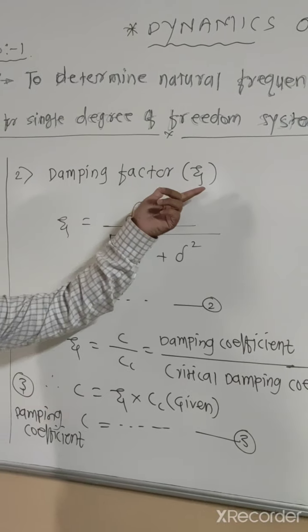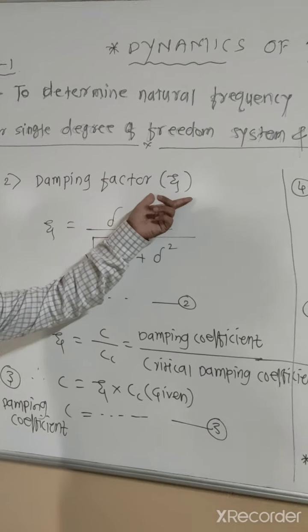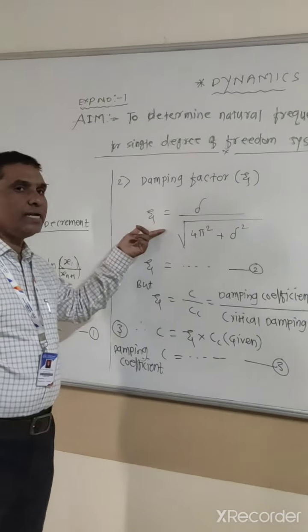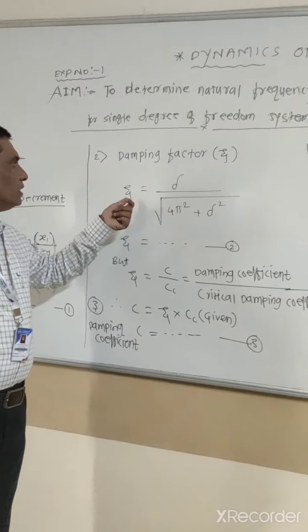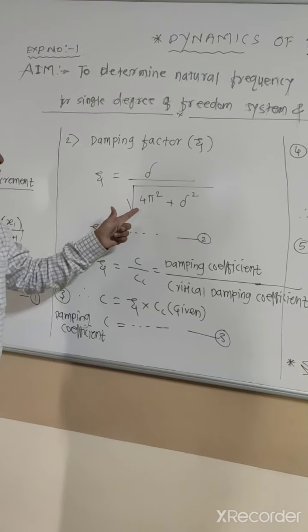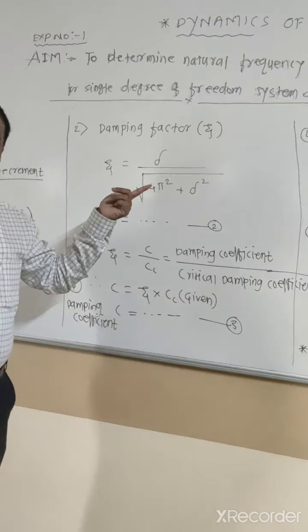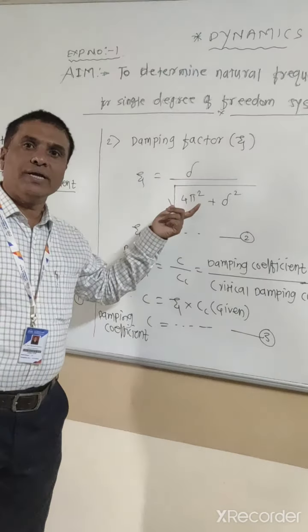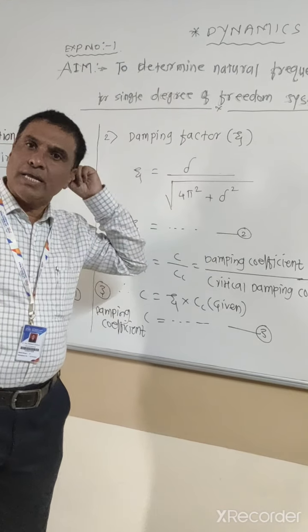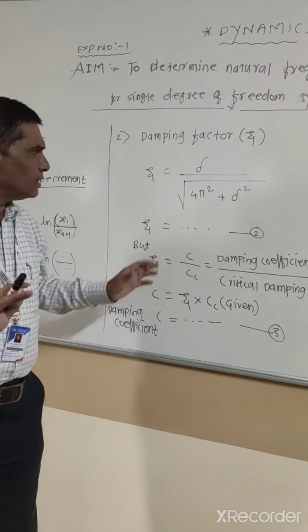Now second, we need to find out another parameter, that is the damping factor. It is mathematically denoted by zeta, and it is expressed as zeta equals delta upon under root of 4 pi square plus delta square. Now the question may arise in your mind, sir, how does it come? We can see this part in the theory portion, but just keep it in mind.